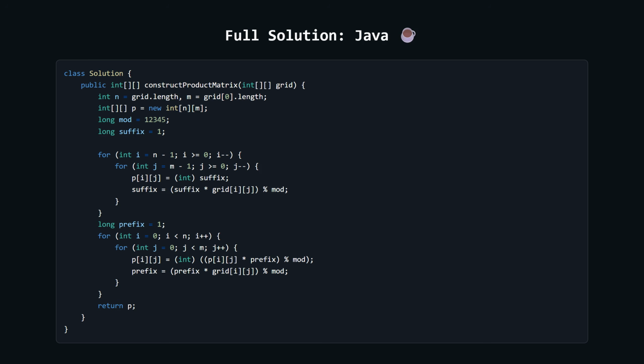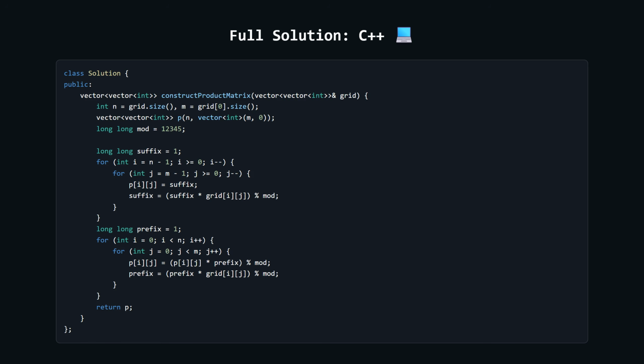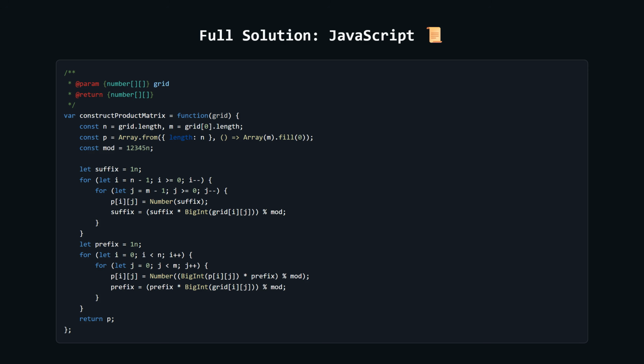Here is the full solution in Java. It uses the exact same logic, just making sure to use long integers for the running total so the multiplication doesn't overflow before we apply the modulo. Next up, here is the C++ version. Again, very similar structure, using long variables for safety during the multiplication steps. And finally, here is the solution in JavaScript. Notice that we use big ints here, denoted by the n at the end of the numbers, because standard JavaScript numbers can lose precision with very large integer multiplications.